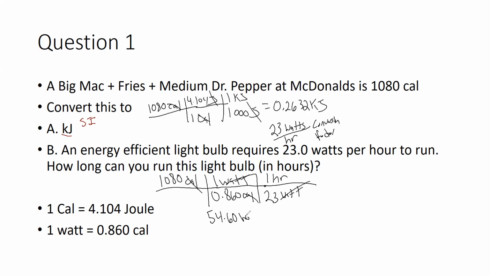54.60 hours, or 54 hours and 36 minutes. Because the way I got 36 minutes is that you take 0.60, which is 0.6 of an hour, multiply by 60 minutes to find out how many minutes you have.